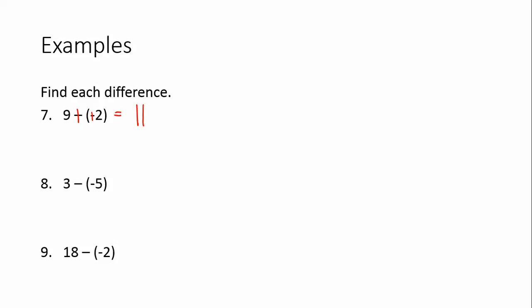On number 3, we have 3 minus negative 5, so we're going to add the opposite. The problem has now become 3 plus 5, and that's 8. On number 9, we have 18 minus a negative 2, so adding the opposite becomes 18 plus 2, which is 20.